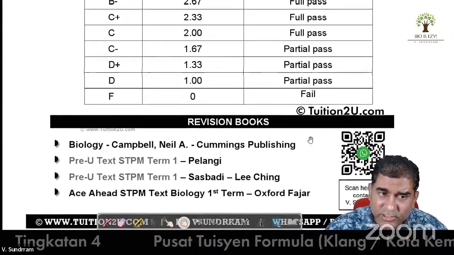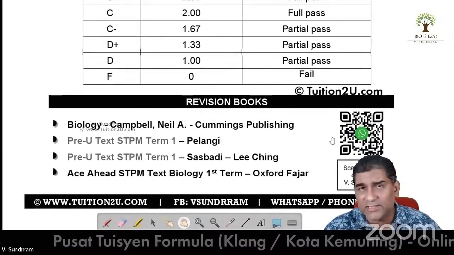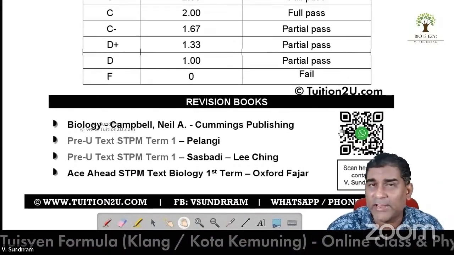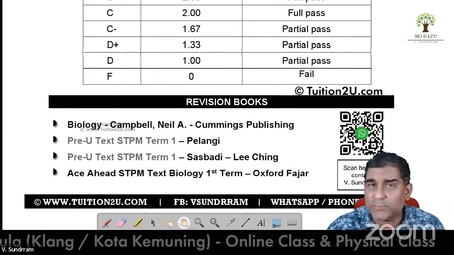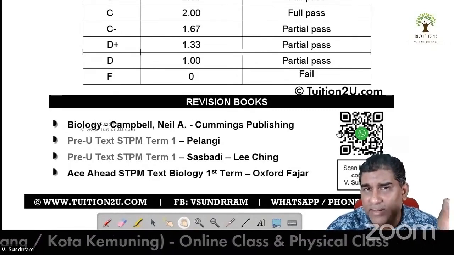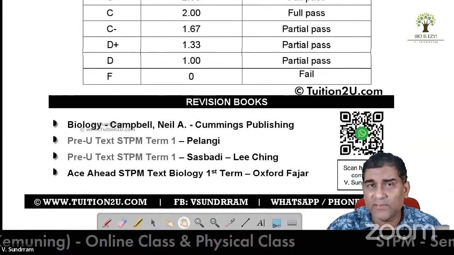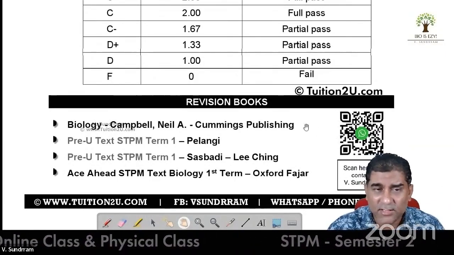Revision books, you can buy a lot. There are a lot of revision books that you can get. You can just go to a bookshop or you can just Google, go to shopee.com or any other online website. You can buy the books. Most probably your school teacher will ask you to buy a set. I'm not giving any recommendation. You can buy whatever your school teacher is asking you to buy. So just follow the instruction.